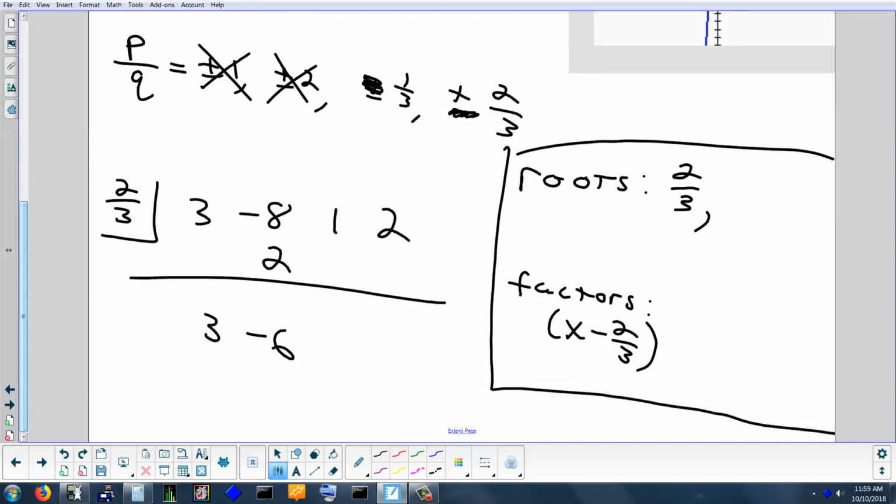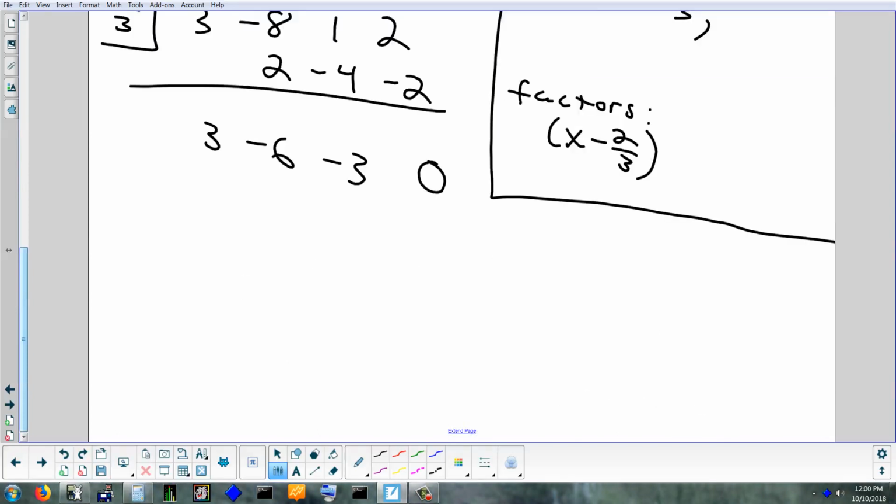2/3 times negative 6. Well, think of it as what's 2 times negative 6? Negative 12 divided by 3. Negative 4. 1 plus negative 4 is negative 3. And then 2/3 times negative 3 is negative 2. 2 plus negative 2 is 0. So my other factor is 3x squared minus 6x minus 3.